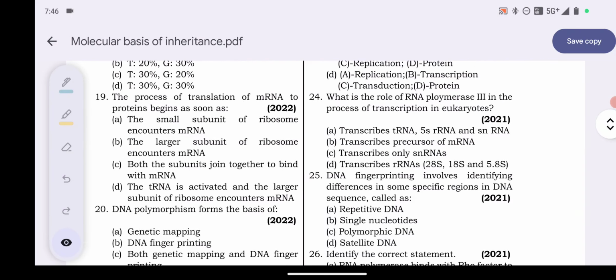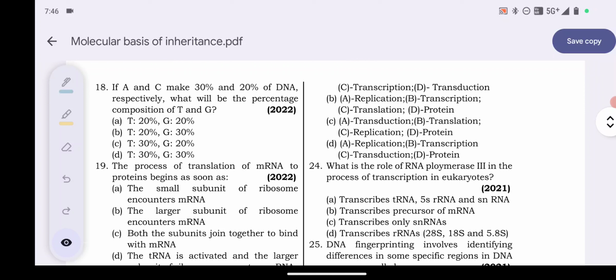Coming to B. Option B: replication, transcription, translation and protein. Option B is the correct answer. C, transduction, is wrong. Replication, transduction is wrong. So B is the answer. Okay. Next question, question number 24. What is the role of RNA polymerase 3 in the process of transcription in eukaryotes? What is the role of RNA polymerase 3? We solved this question earlier too. It transcribes tRNA, 5S rRNA and snRNA. So A will be the answer. Others are wrong ones. Okay.